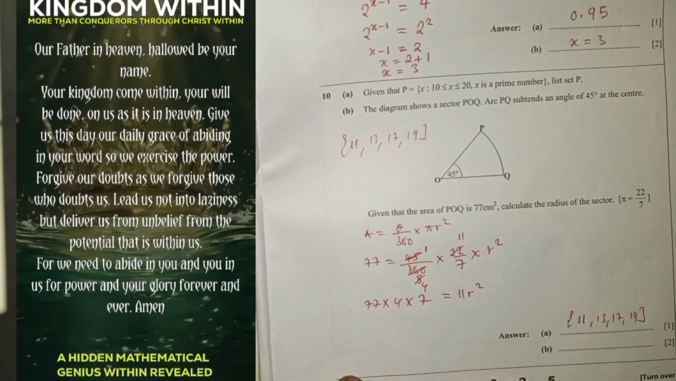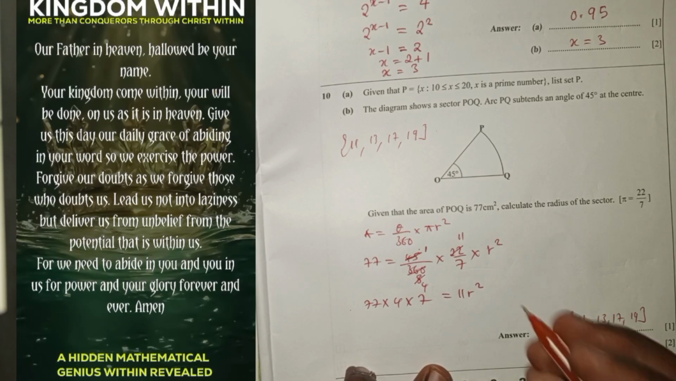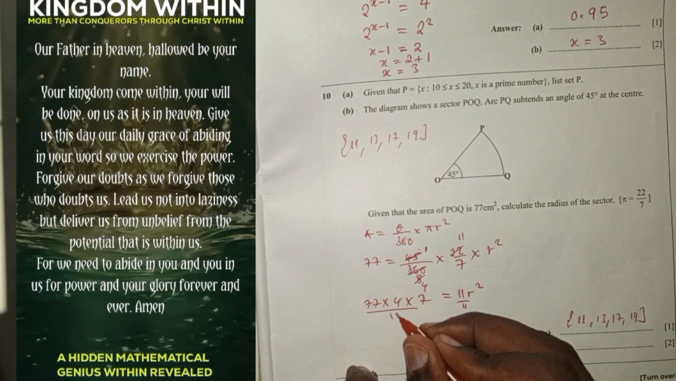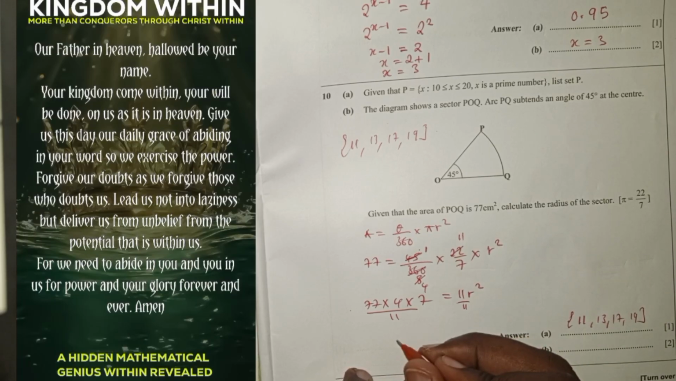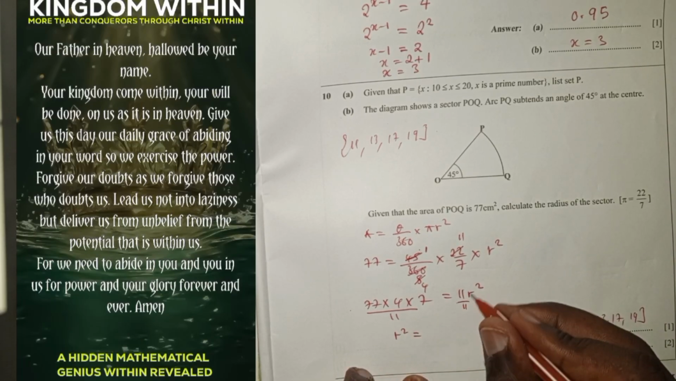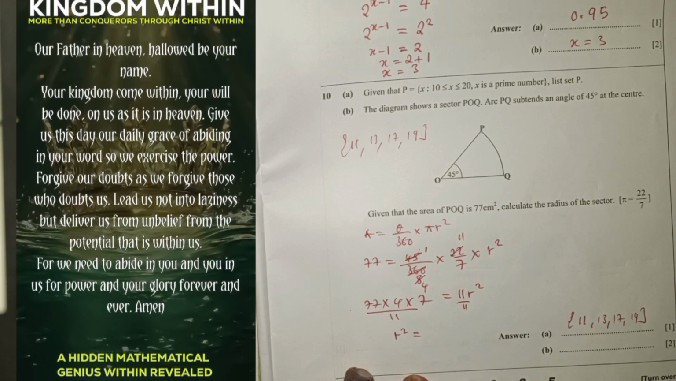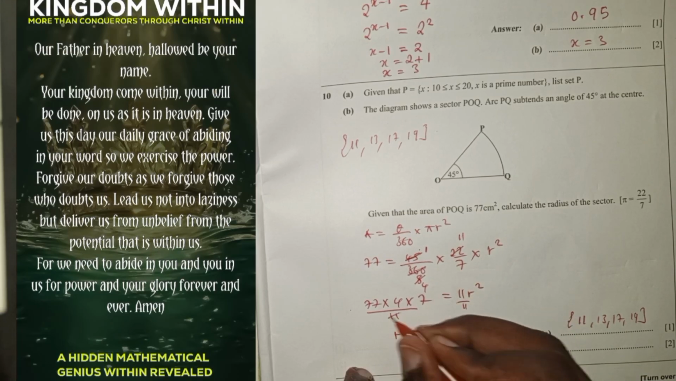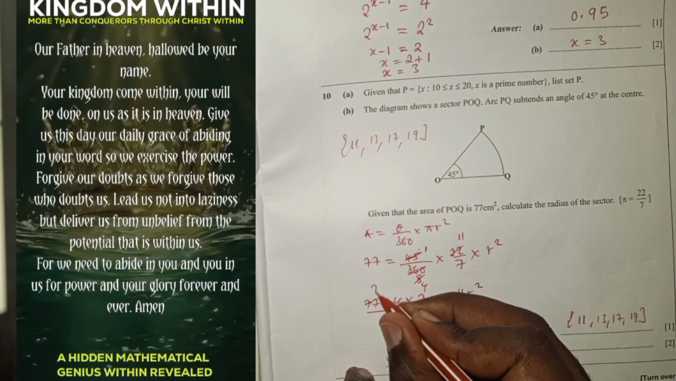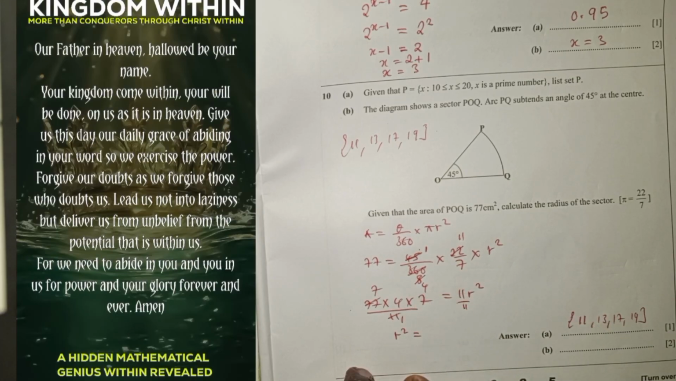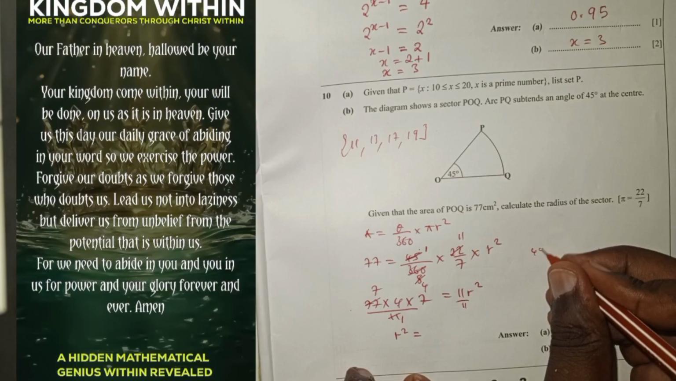Then since we are solving for r, we divide 11 to both sides. So over 11 and this side over 11. So r squared is equal to, so 11 and 11 is cancelled out. This 11 can go in 77, 7 times. So 11 is 1. In 77 you get 7. Then 7 times 7 is 49. 49 multiplied by 4.